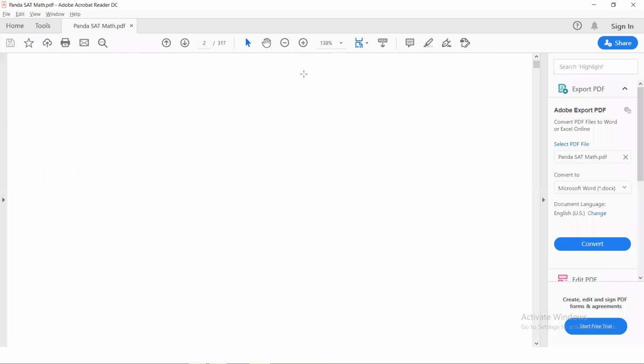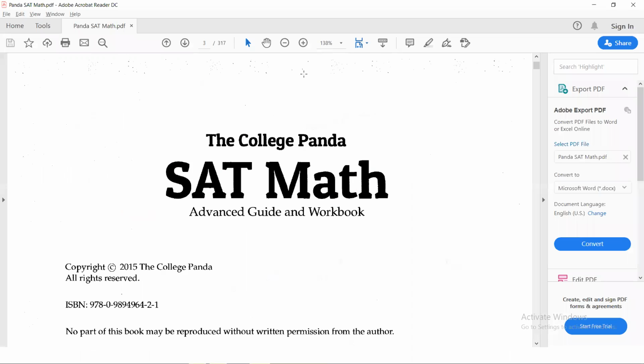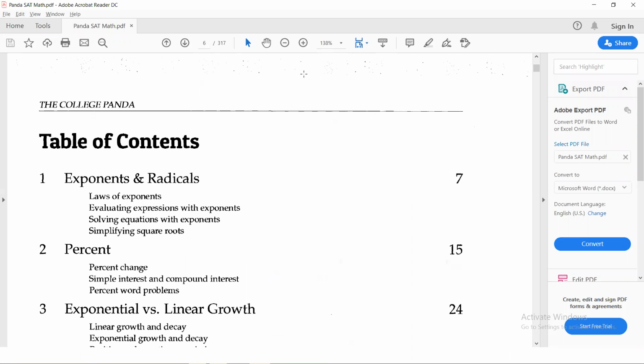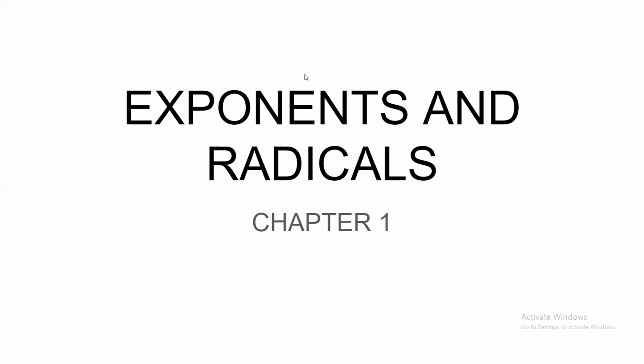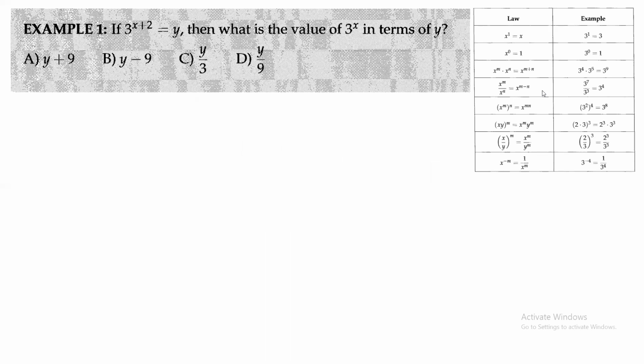You can download or buy this book, The College Panda SAT Math. It has 28 chapters and 28 different topics that will come on SAT reasoning section math. This is day 1, chapter 1, and the topic is exponents and radicals. Here we have a set of laws that you should memorize in order to be able to solve questions regarding this topic. Let's quickly move to examples.